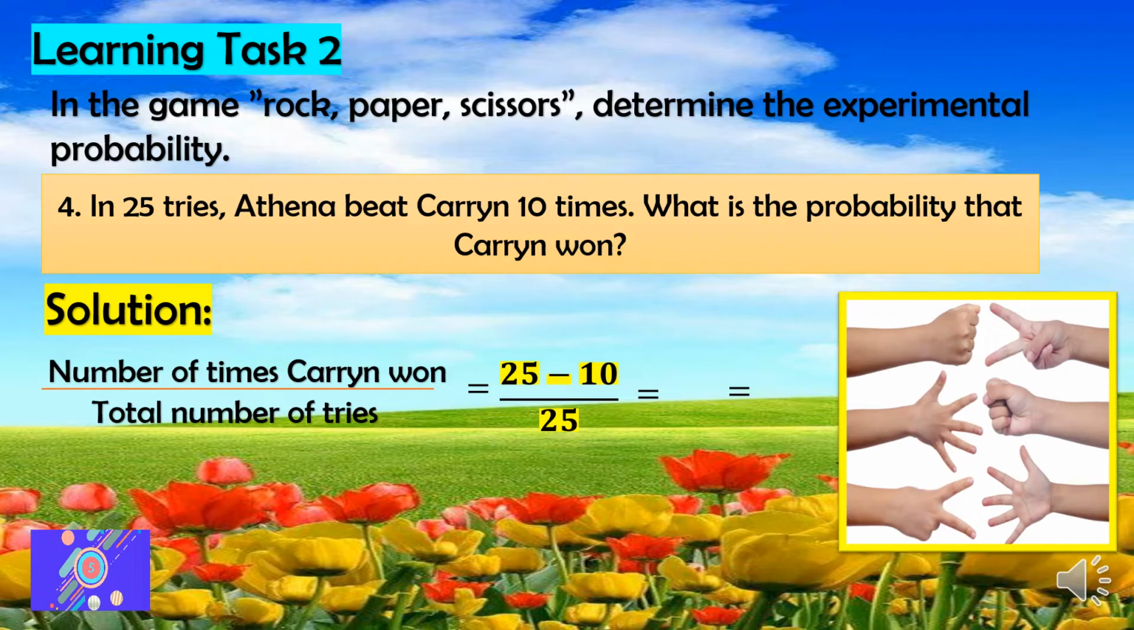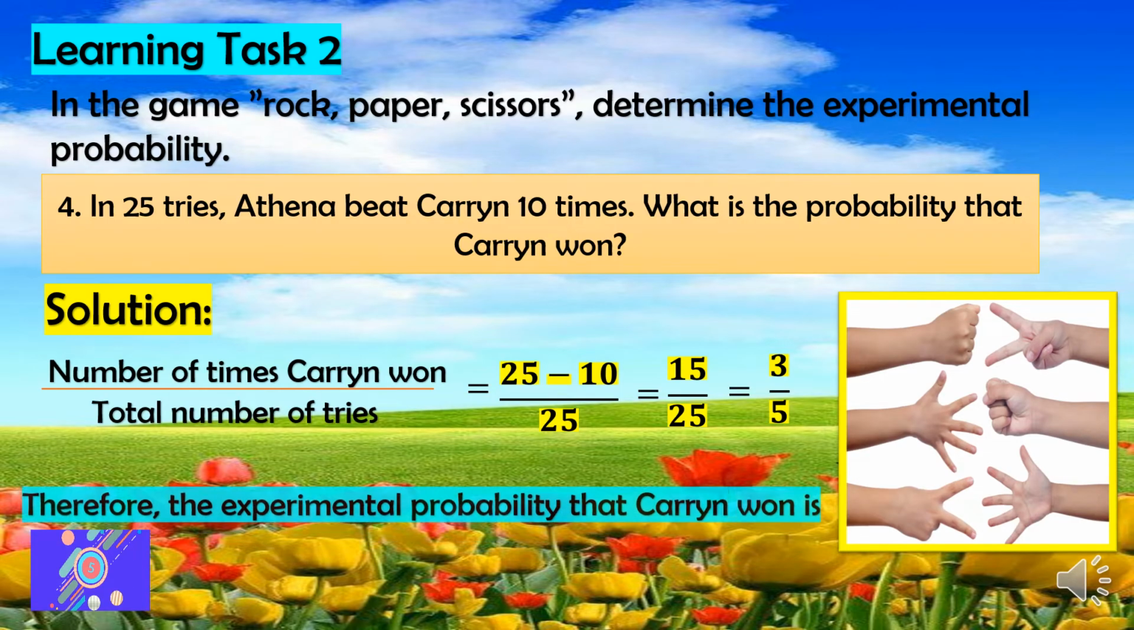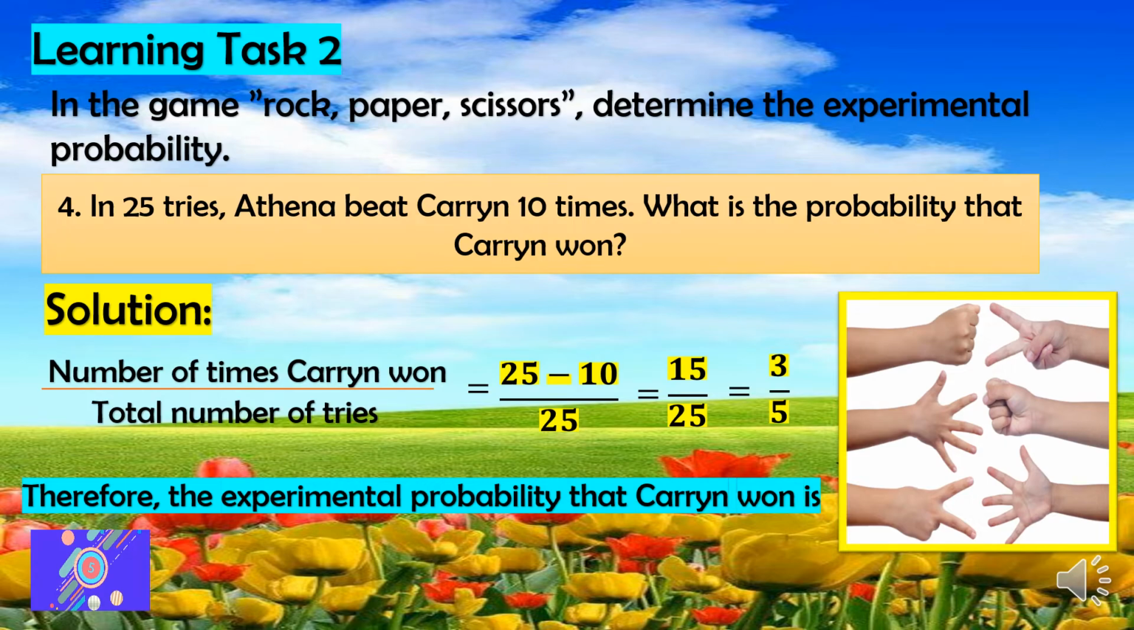So, ang gagawin natin is we have to subtract 25 minus 10 to get 15 over 25. And then, make it into lowest terms, so 3/5. So, that means the experimental probability that Karine won is 3/5.